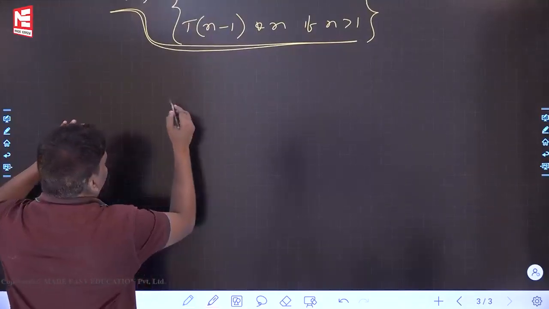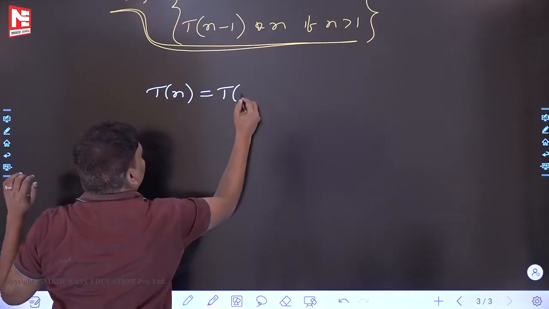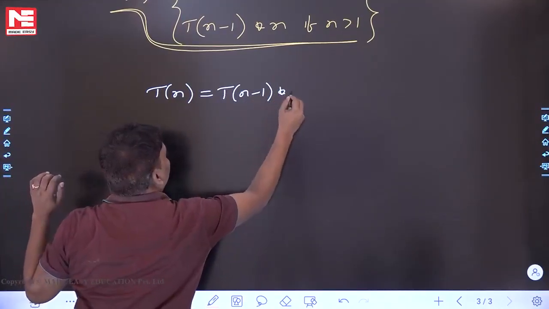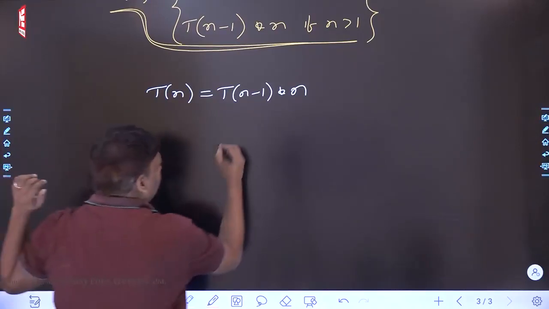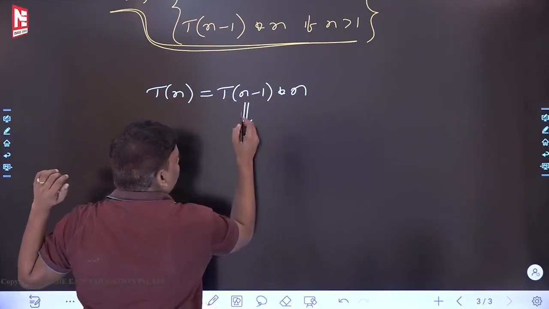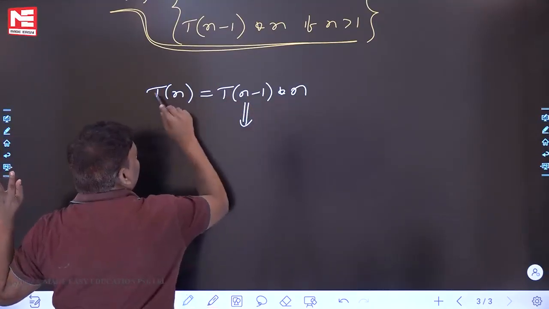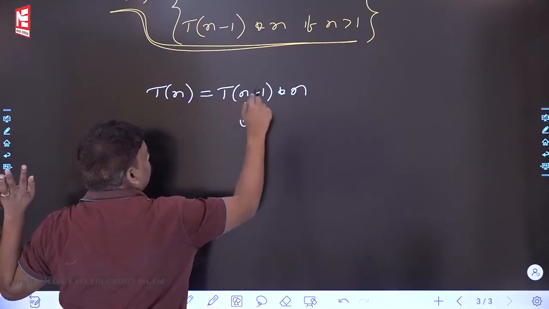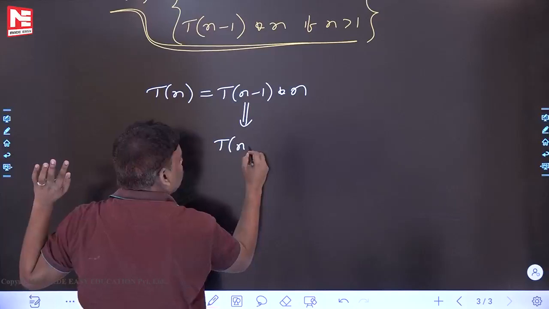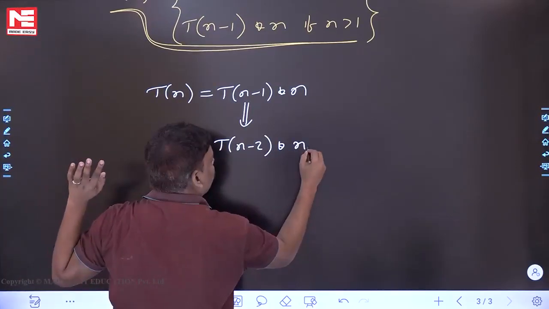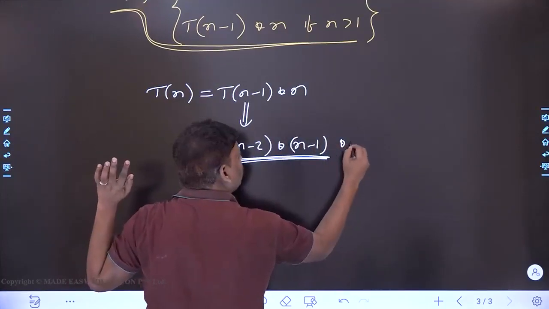You have to substitute 3 times. Let me substitute. Tn is equal to Tn minus 1 into n. Now substitute this. The recursive function is our only goal, not the non-recursive part, T calling T. So Tn is equal to Tn minus 1 into n. What is Tn minus 1? Tn minus 2 into n minus 1. This is for Tn minus 1, and the into n stays as it is.